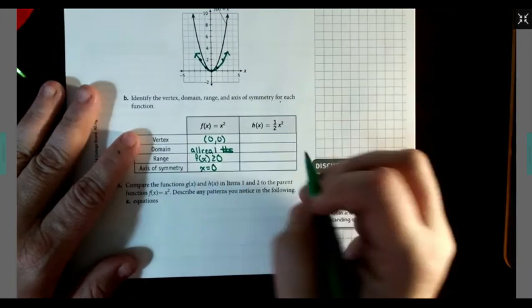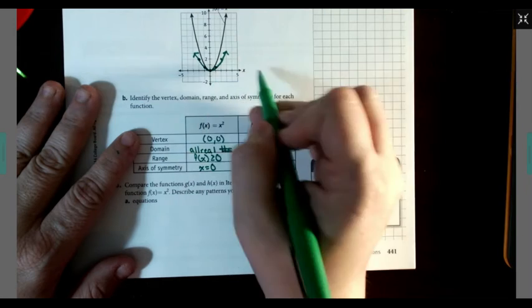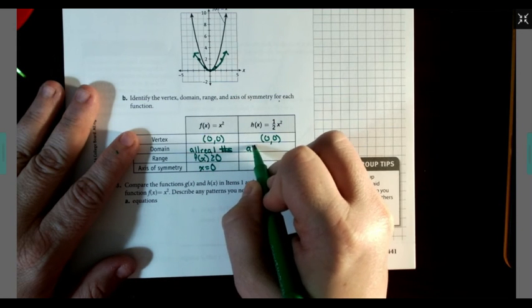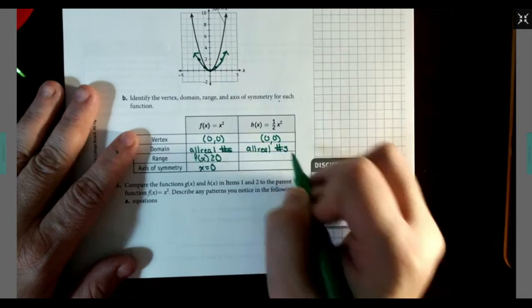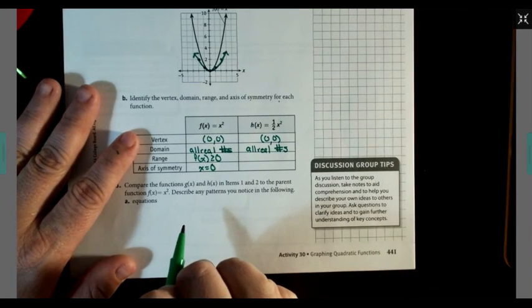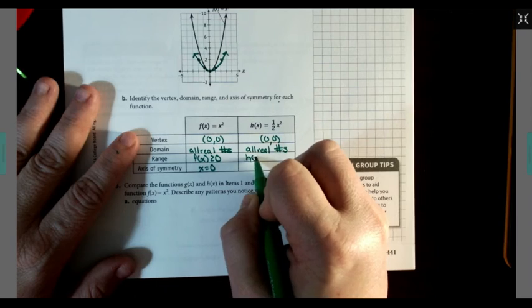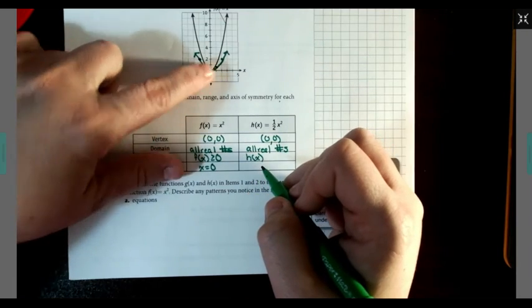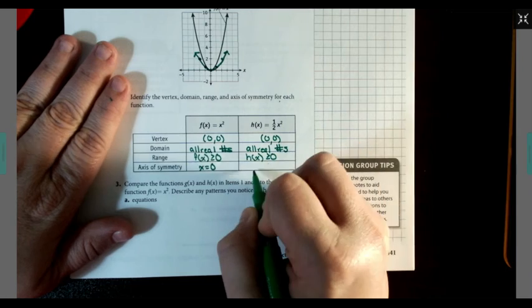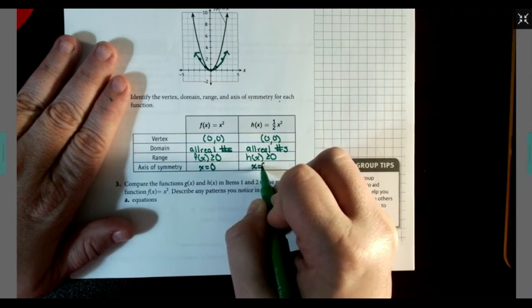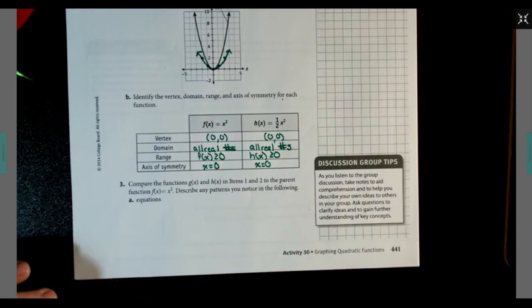Vertex of that new graph, 0, 0. I can plug in any number into that equation and it will work. So that is all real numbers. There's no restrictions. There's no real world situation here. So here my h of x has to be bigger than 0 because we're talking about those y values. And my axis of symmetry didn't change. It's still on that y-axis.